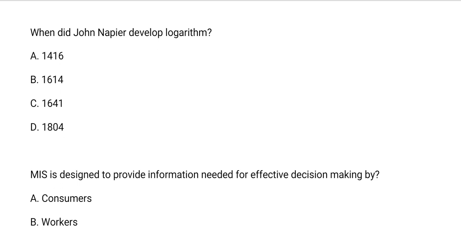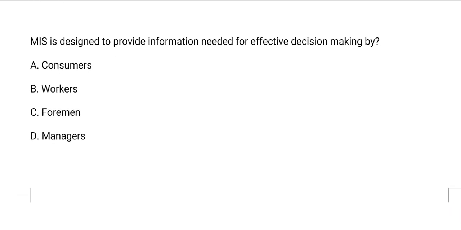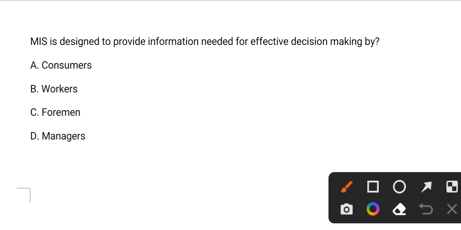Next question, when did John Napier develop the algorithm? Its answer is option B, 1614. And the next question is, MIS is designed to provide information needed for effective decision making by. Its answer is option D, managers.